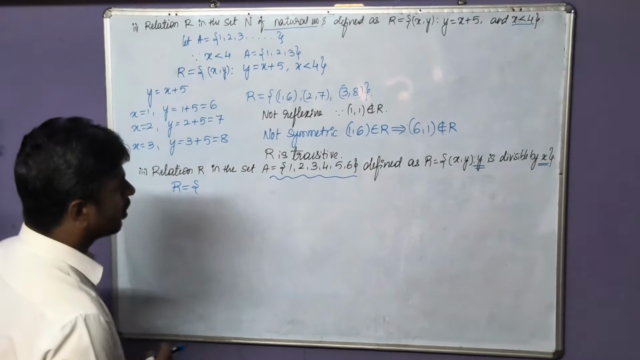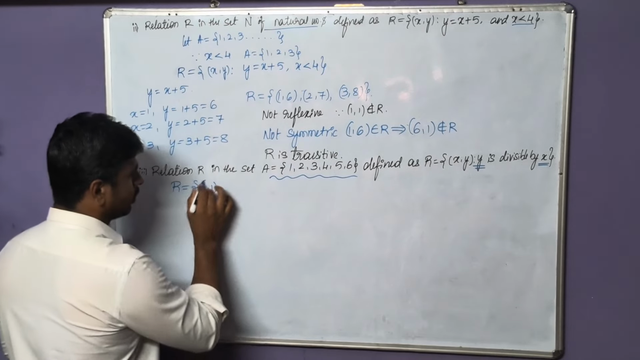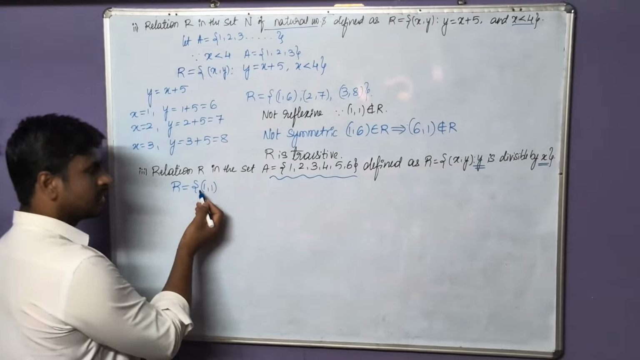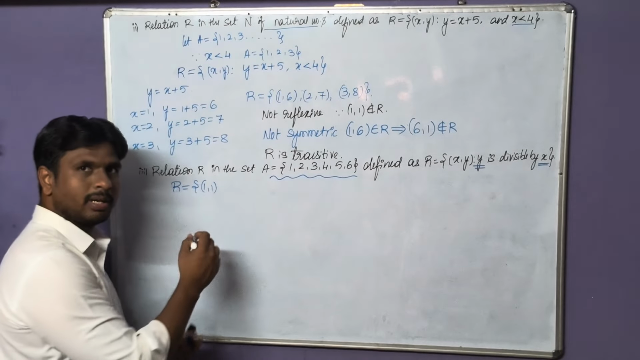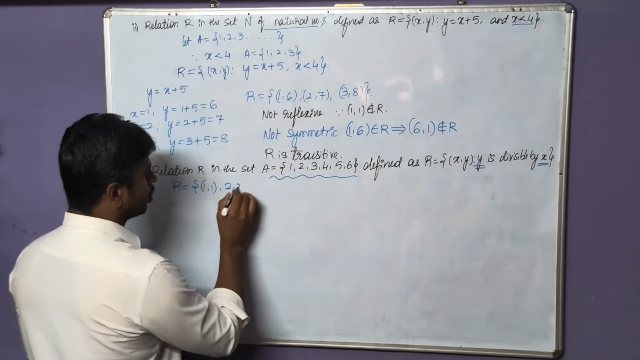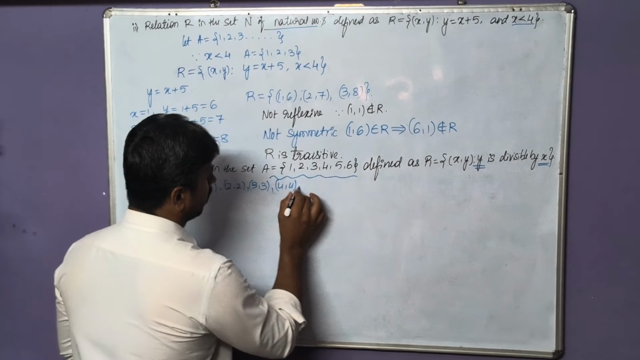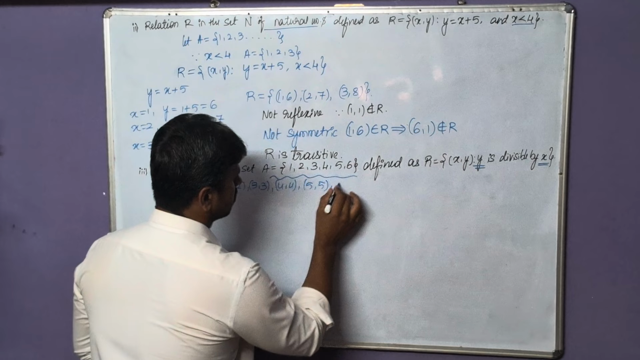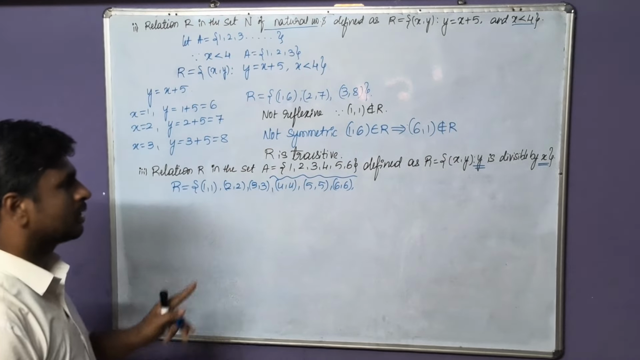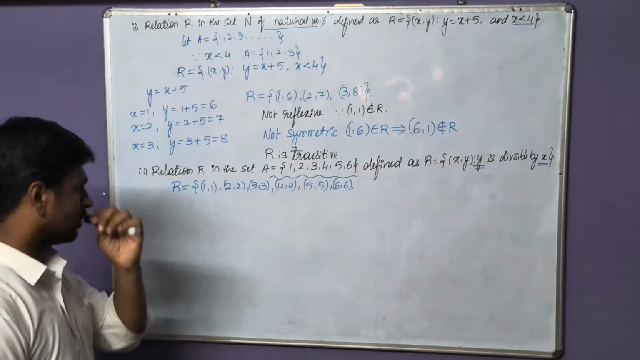Then what are the ordered pairs we can write for the given elements of set A? We can write (1, 1). Here x and y are both the same, and y is divisible by x. That means 1 is divisible by itself, which is true. Like that we can write all the identical ordered pairs: (2, 2), (3, 3), (4, 4), (5, 5), (6, 6). Yes, finish. We have written the identical ordered pairs, and this gives very clear clarity that the y value is divisible by x, which is true.